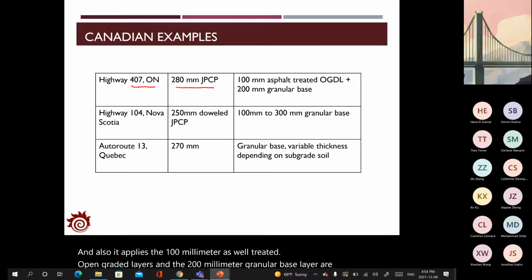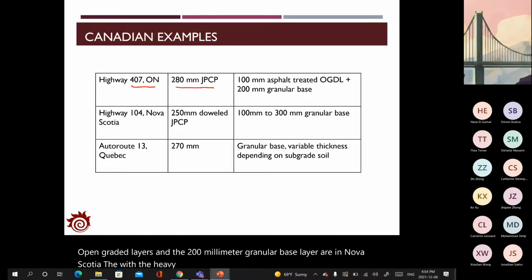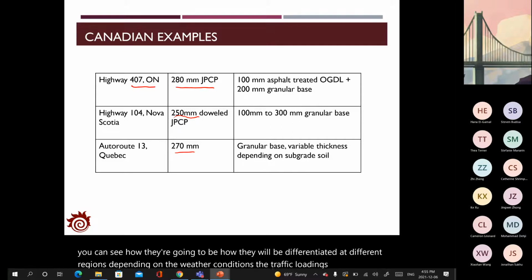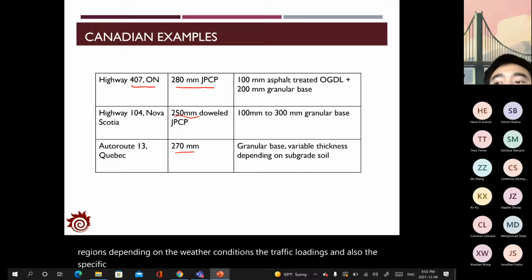In Nova Scotia, on Highway 104, the PCC slab has a thickness of 250 millimeters. In Quebec, on Autoroute 13, the thickness of the PCC slab is around 270 millimeters. So those are some typical examples. If you search online, there will be some design examples of rigid pavement. And you can see how they differ in different regions depending on the weather conditions, the traffic loadings, and also the specific materials in that area.